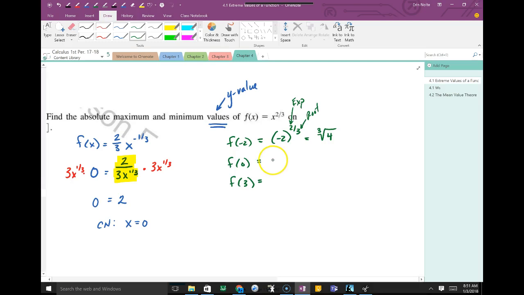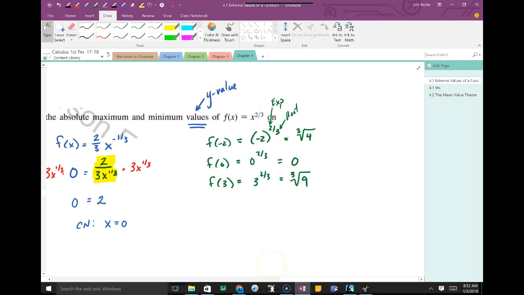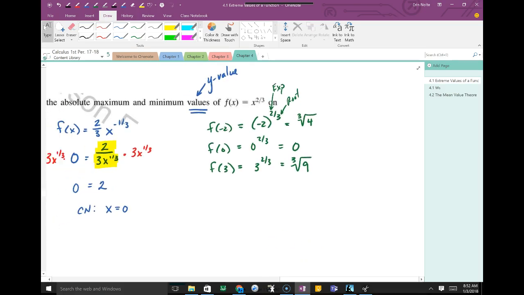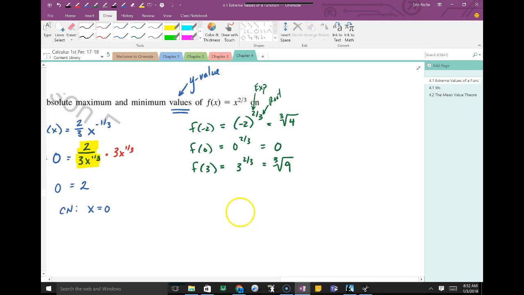What's 0 to the 2/3 power? 0. And what's 3 to the 2/3 power? We square 3 and take the root of it. Cube root of 9. Tell me, what is the maximum value? 3? Or would it be the cube root of 9, which is not 3?